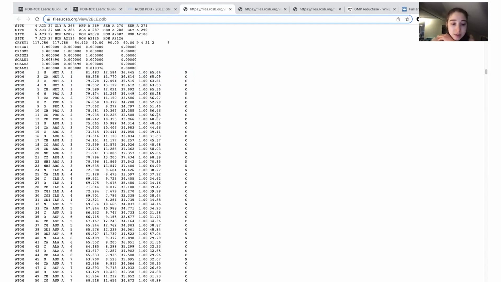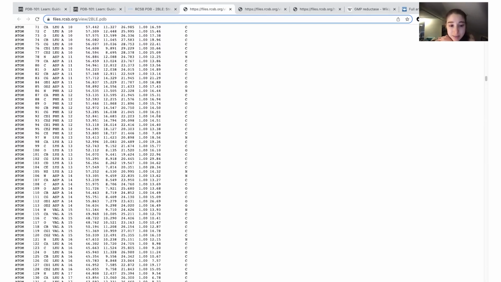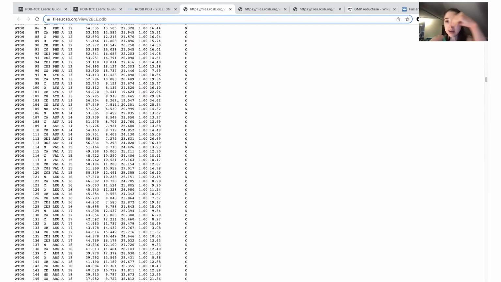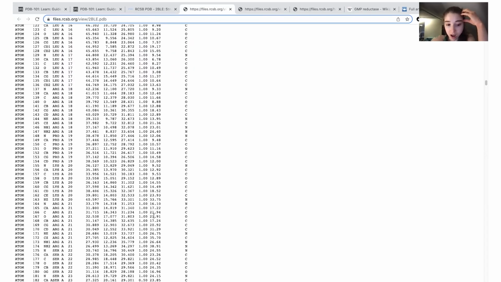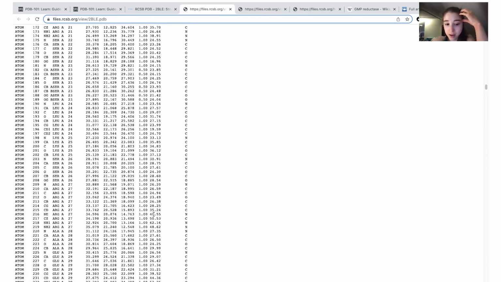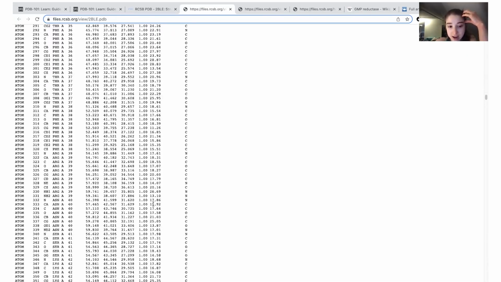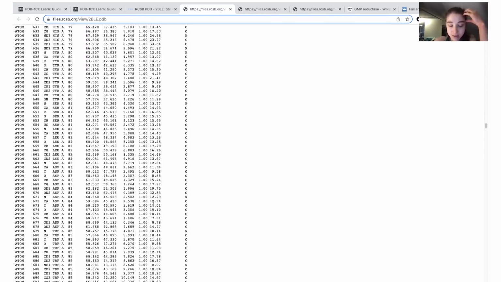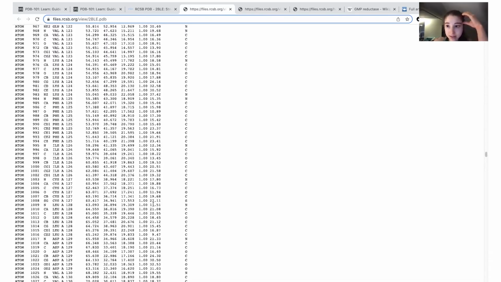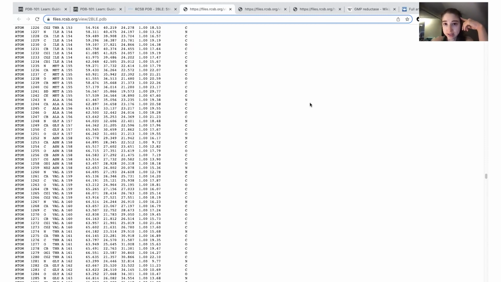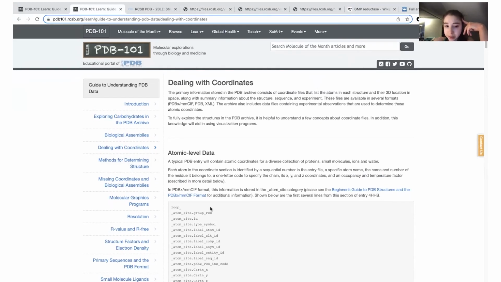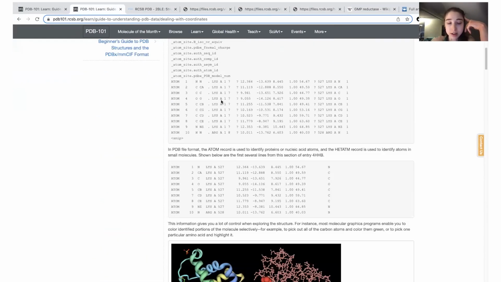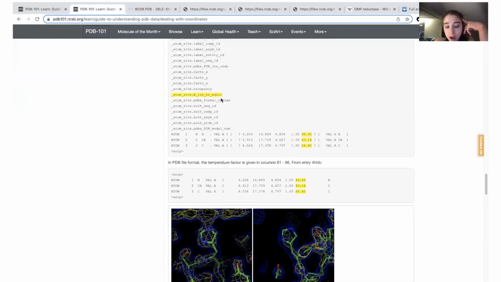This is that thing we were talking about, the displacement, or how fuzzy a region is. So the higher the B factor, the less certain we are about the position of that atom. You can see that some regions have fairly low B factors, some regions have really high B factors. It's hard to see when it's in this list, but I just wanted to show you where this is coming from. You can learn a lot more about how to read PDB files and deal with coordinates in PDB 101, which I really like.